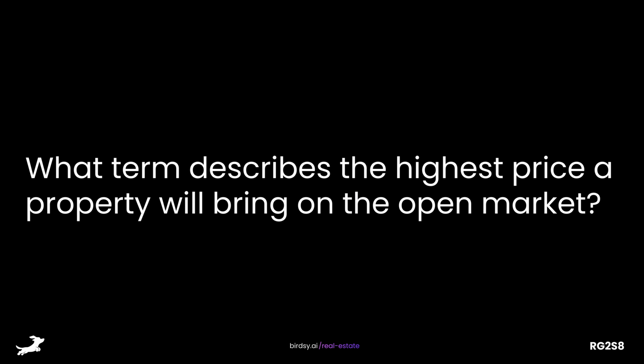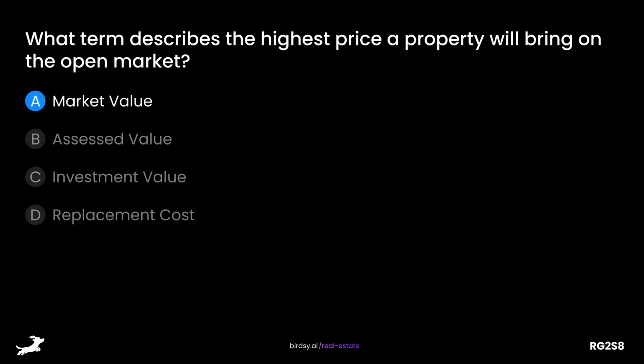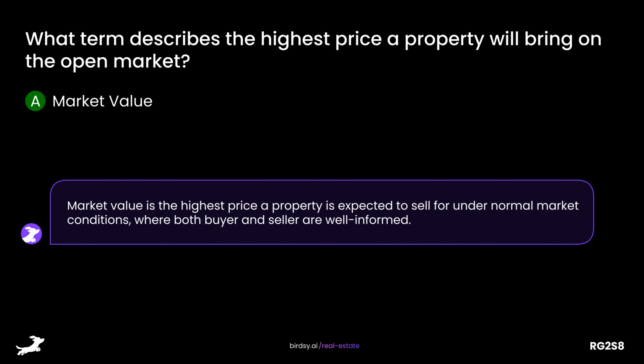What term describes the highest price a property will bring on the open market? Is it A. Market value, B. Assessed value, C. Investment value, or D. Replacement cost? The answer is A. Market value. Market value is the highest price a property is expected to sell for under normal market conditions, where both buyer and seller are well informed.